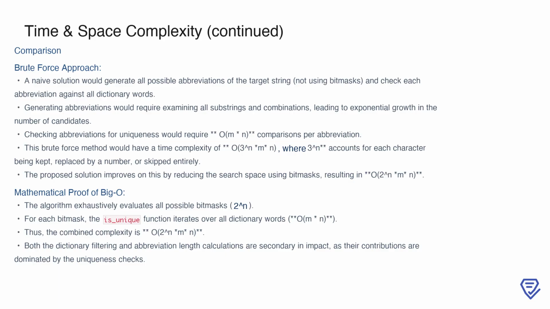Combining these steps, the brute force method has a time complexity of 3 to the power of n times m times n. By leveraging bit masks, our algorithm reduces the search space, achieving a time complexity of 2 to the power of n times m times n. This improvement is rooted in the mathematical observation that the algorithm evaluates all 2 to the power of n bit masks and performs m*n operations per mask. The filtering and abbreviation length calculations are secondary in impact, as their contributions are dominated by the uniqueness checks, solidifying the overall complexity at 2 to the power of n times m times n.